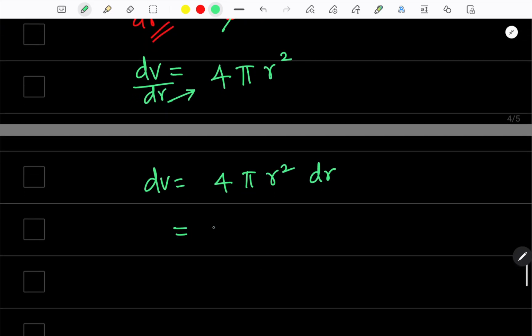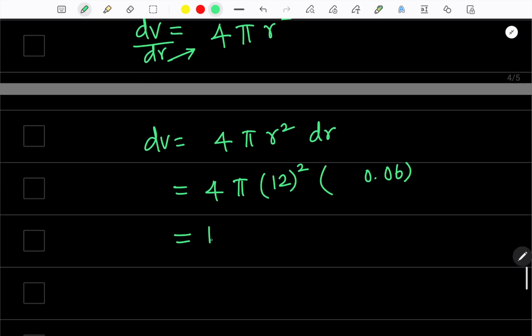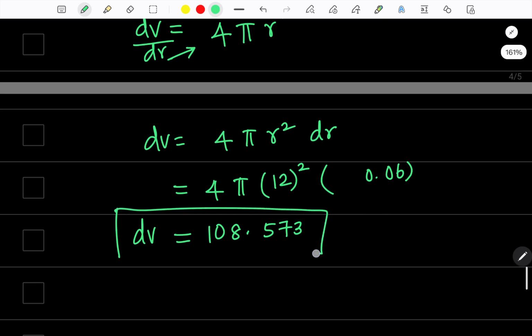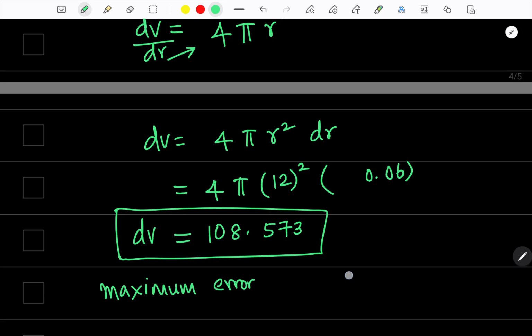So this equals 4 pi, and r is already given, which is 12 inches, and dr which is given as plus or minus 0.06. You don't need to type the plus or minus in the calculator, just write 0.06. All these things you type in the calculator, you will get 10.8573. So what is this? This is the maximum error in the calculated volume of the sphere.